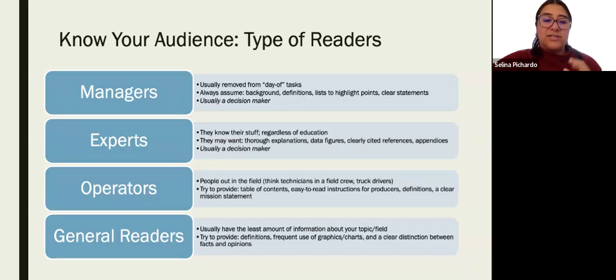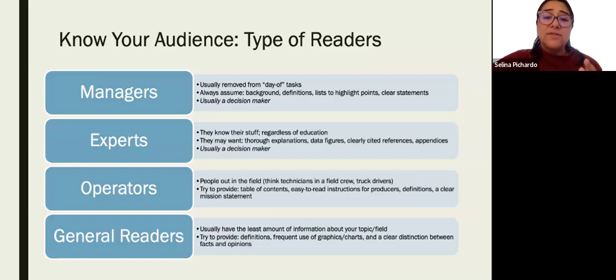So always try to provide a table of contents, easy-to-read instructions for procedures, definitions, and a clear mission statement. While they know the task, since they're already out in the field, they might not be managers or experts, so they might not have a big knowledge foundation of the field. So always try to give them clear, concise, easy-to-access information.